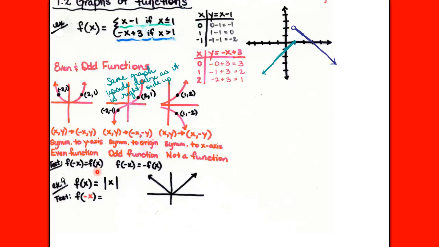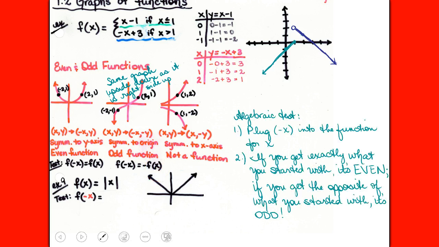Whereas with an odd function, we said for every x, y you would have a negative x, negative y. That means that if you plug a negative x into the function, you should get a negative y. You should get the exact opposite of the y value that you started with, and f of x is the same thing as y. So when we plug in a negative x, we should get the opposite of what we started with. So here is our algebraic test.